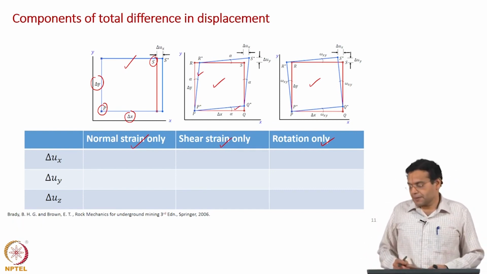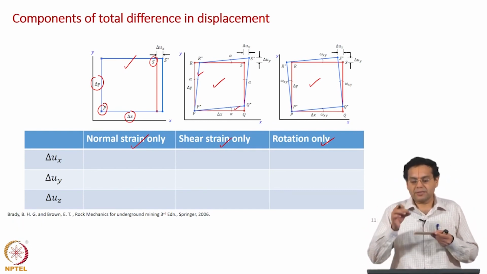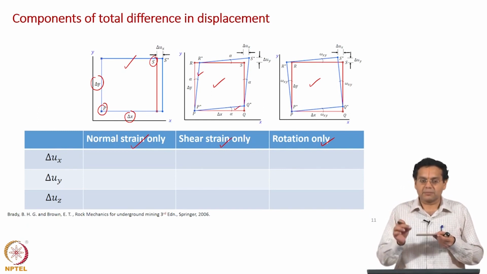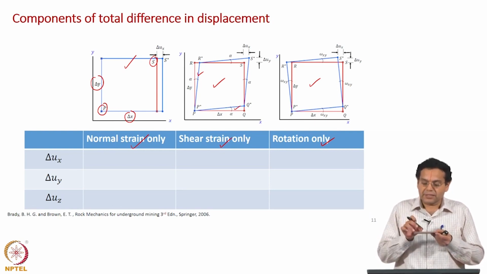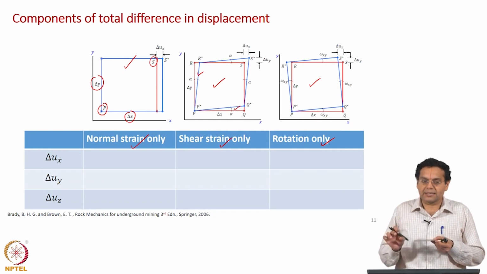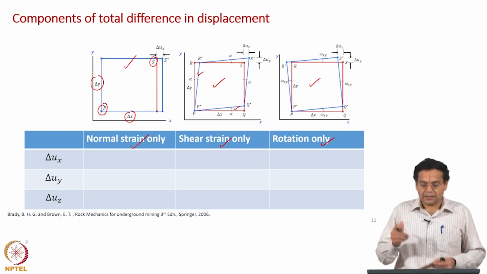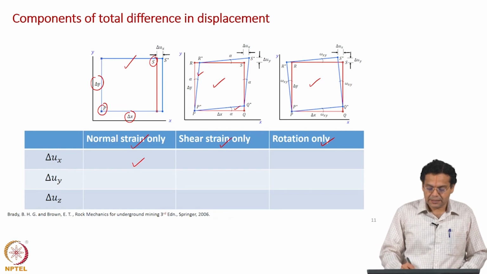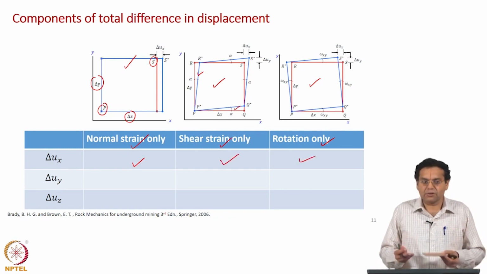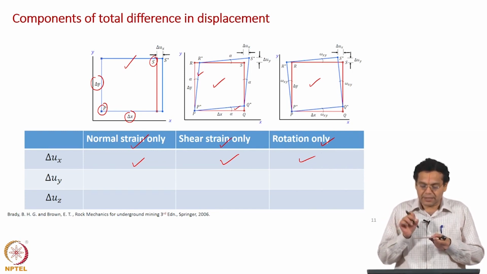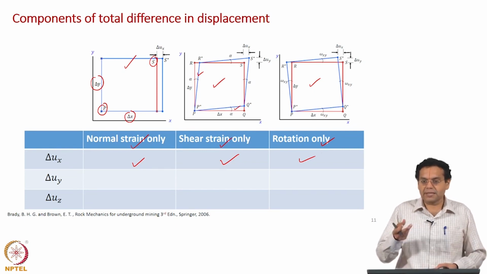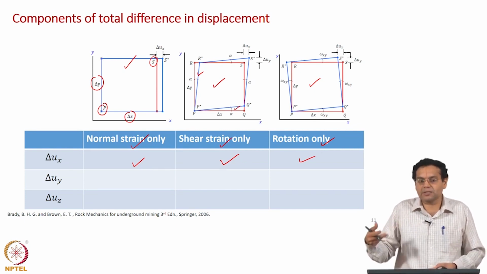What did we say? Displacement is because of translation, rotation, normal strain, shear strain. We have taken care of translation by difference in displacement, which means that if you say difference in displacement along one direction, let us say x direction, that has components from normal strain, shear strain and rotation. What do I mean by that? If there are 2 points and then there is a difference in the x displacement, that could be because of normal strain, could be because of shear strain, could be because of rotation.